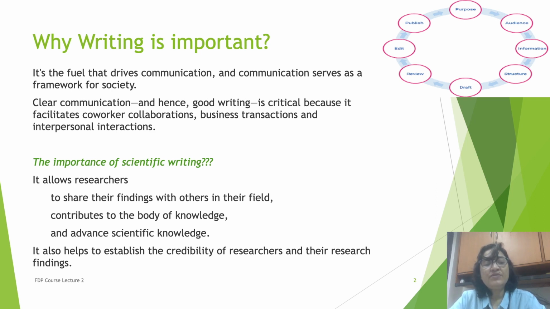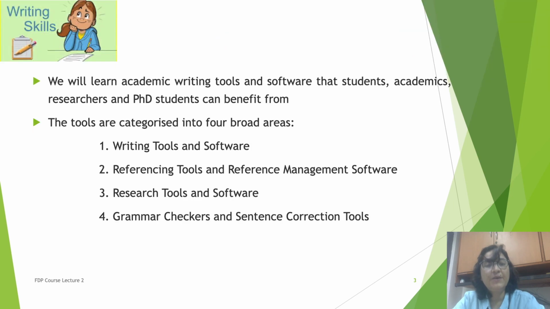It allows researchers to share their findings with others in their field. It contributes to the body of knowledge and advances scientific knowledge. So these are the most important points for why scientific writing is required. It also helps to establish the credibility of the researcher and the research findings, right? So it increases credibility, we get citations, our H index increases, right? So these are very important things.